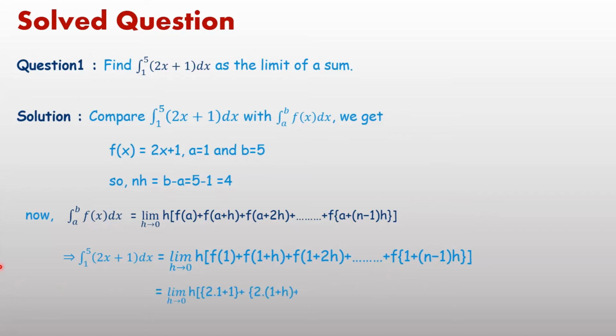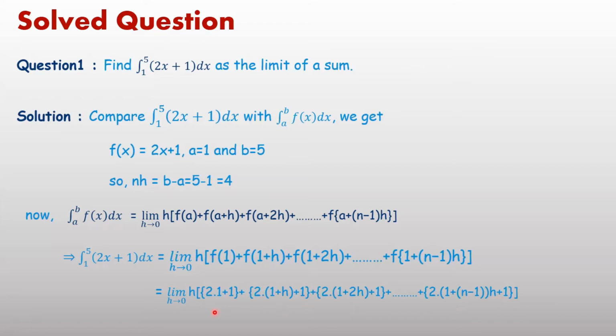Then next step, since f(x) = 2x + 1 and the first term I have written is f(1), in place of x you have to write 1: 2 into 1 plus 1. Limit as h tends to 0 of h. The first term is 2(1) + 1, plus f(1+h), which means in 2x + 1 in place of x write 1 + h: 2(1+h) + 1, plus the third term 2(1+2h) + 1, and the last term 2(1+(n-1)h) + 1.